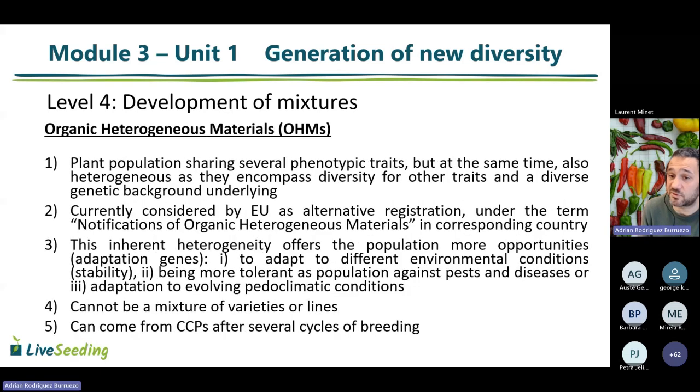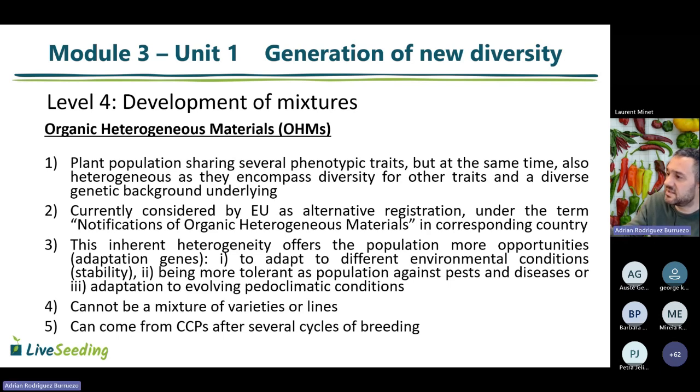And finally, the organic heterogeneous materials. As the third representative of this level 4 of variation, the organic heterogeneous materials, abbreviated OHMs, are plant populations that share several phenotypic traits. So this plant population can be considered an organic heterogeneous material. All the plants, or most of the plants, share the same phenotypic traits, the most important ones.